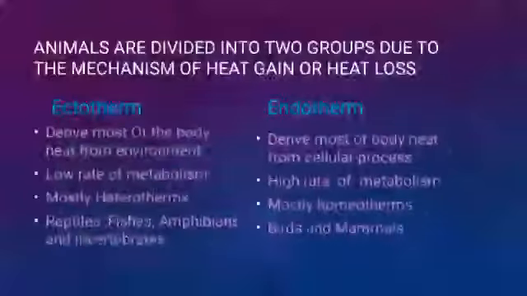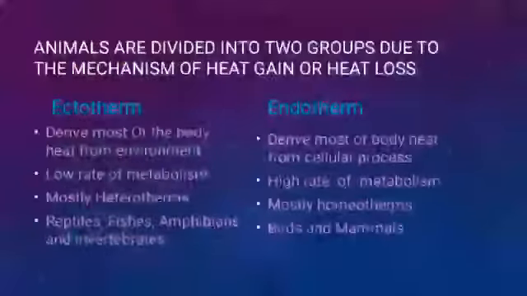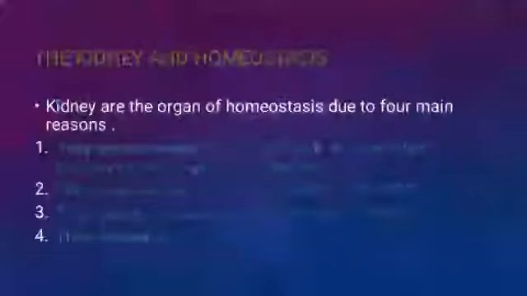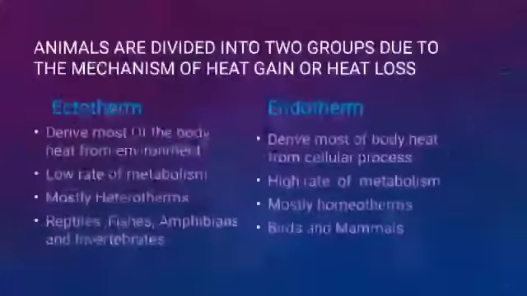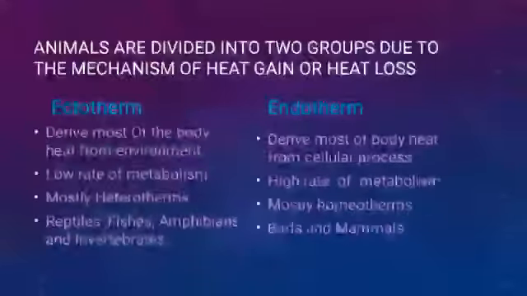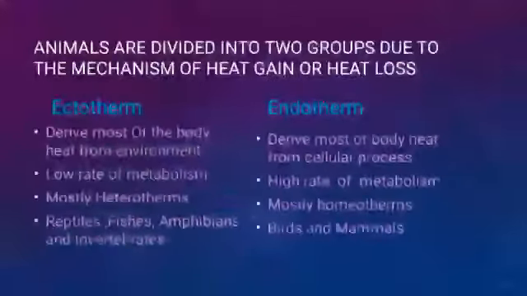The kidney and homeostasis. How does the kidney maintain homeostasis? Kidneys are organs of homeostasis for 4 main reasons. Number 1, they excrete metabolic waste such as urea, which is the primary excretory product in humans. Number 2, they maintain the water-salt balance in the body. Number 3, they maintain acid-base balance in the body. Number 4, they secrete hormones.